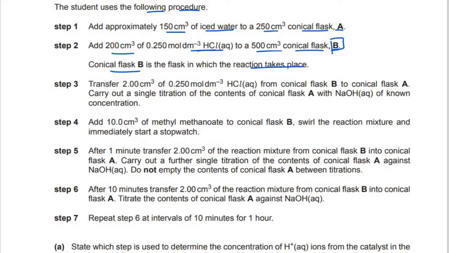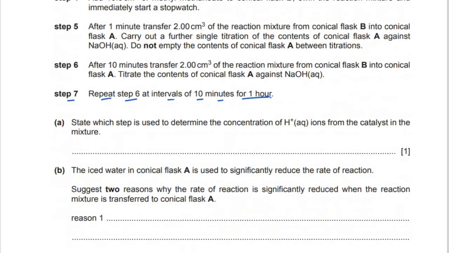Okay, so transfer 2 cm³ of 0.250 hydrochloric acid from B to conical flask A and carry out a single titration of the contents of conical flask A with NaOH of known concentration, and then the procedure goes on. And in the last step, it's written: repeat step 6 at intervals of 10 minutes for 1 hour. Pause the video and read each and every step, as it's very important to read and understand the procedure.